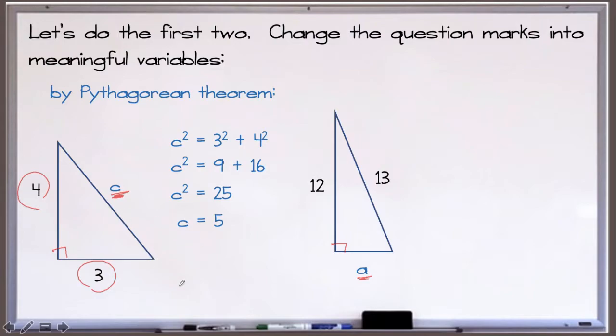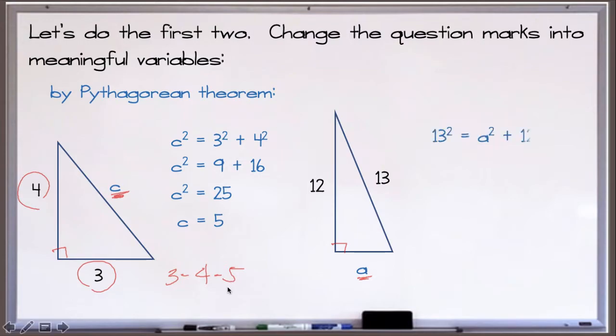Ibig sabihin, this triangle is what we call a special right triangle called 3, 4, 5 right triangle. So, pwedeng magkaroon ng mga values ng similar triangles to the 3, 4, 5. So, meaning halimbawa, pwedeng maging 6, 8, 10. Pero, it follows this ratio, 3, 4, 5 right triangle.